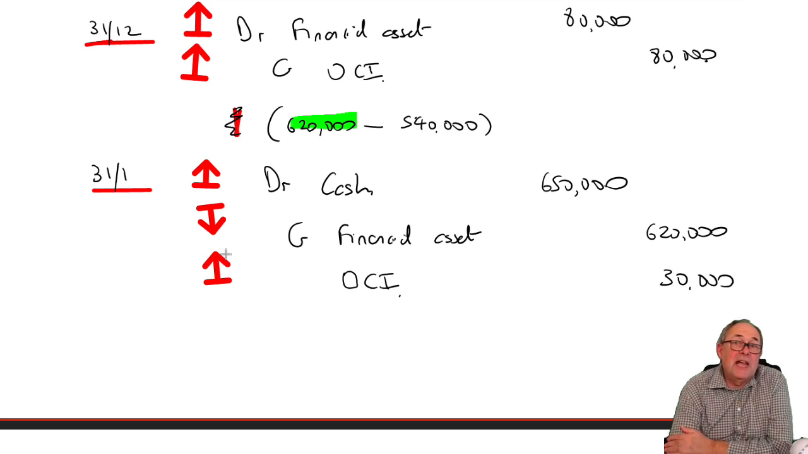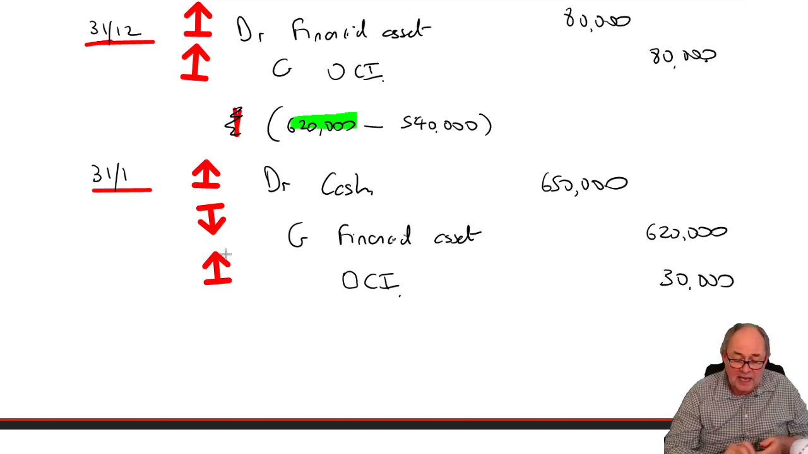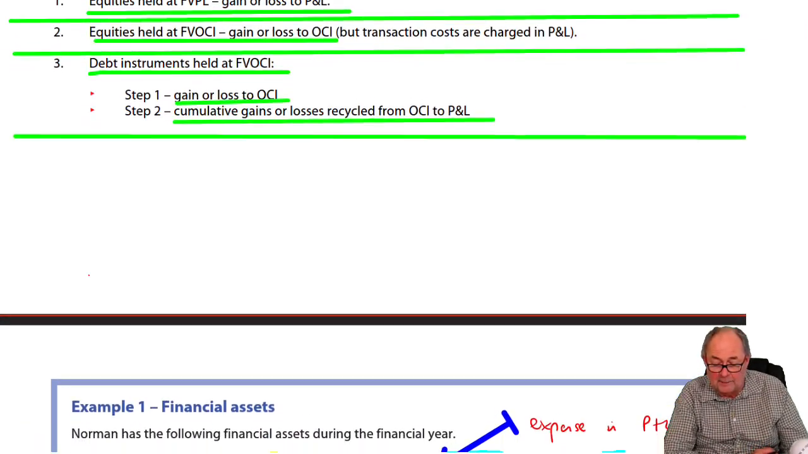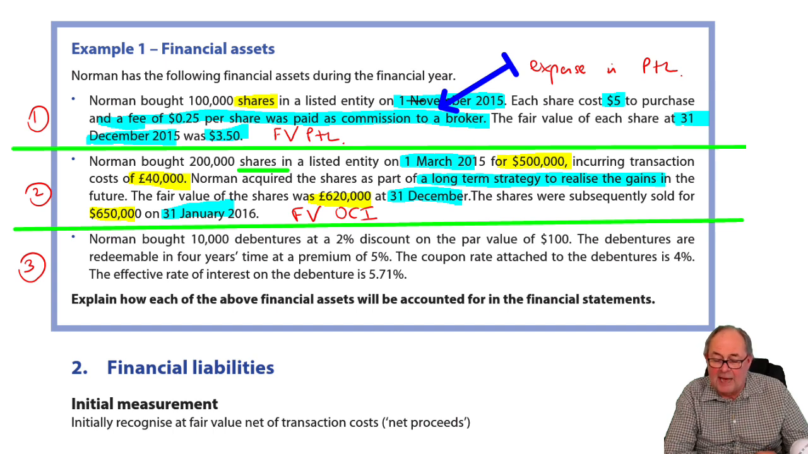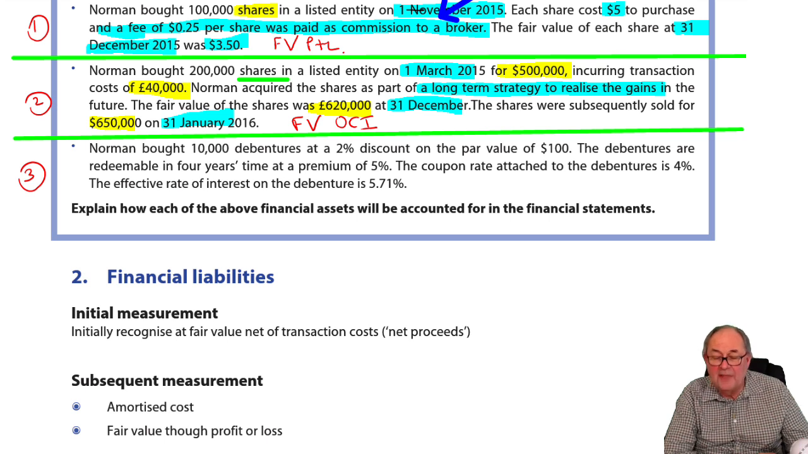If there had been transaction costs, so if you'd had broker's commission or something, that cost would be separately accounted for in P&L. There aren't any. And bear in mind that I mentioned this recycling term. The recycling term only arises in very rare situations if you're selling a debt asset. That's not the case here, is it? So looking back up here, equities, then all you do is put the gain or loss on disposal to OCI and nothing else happens. And there we are. That's Norman and their second lot of shares.